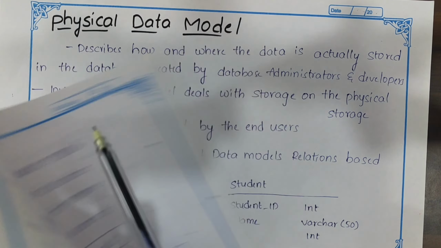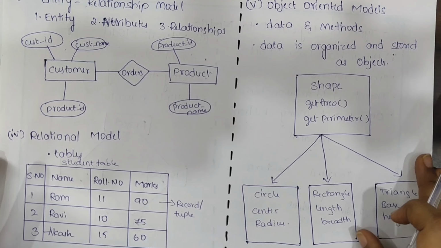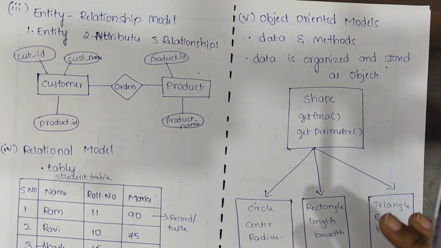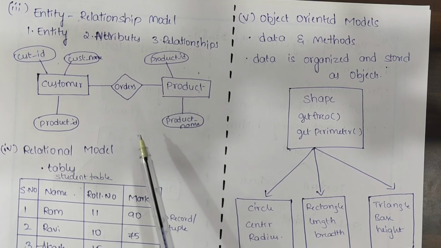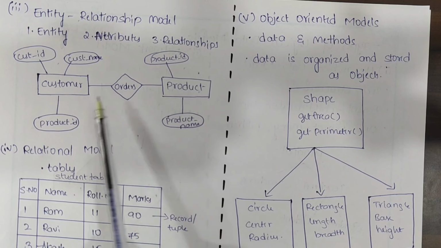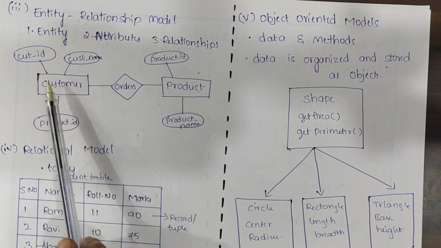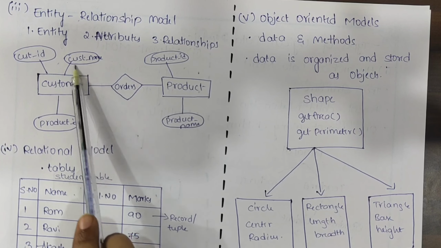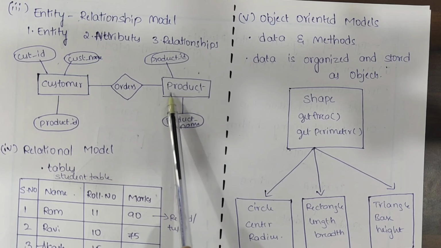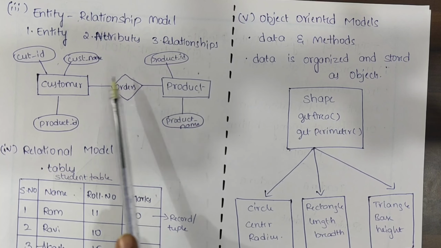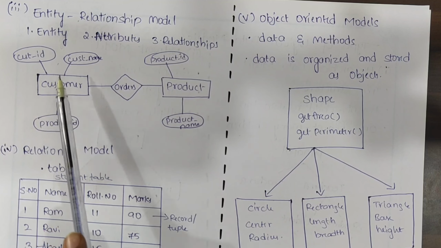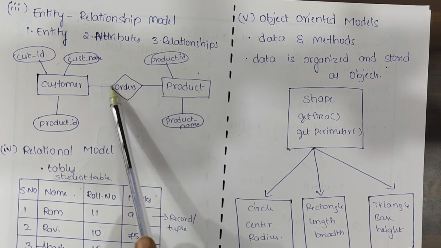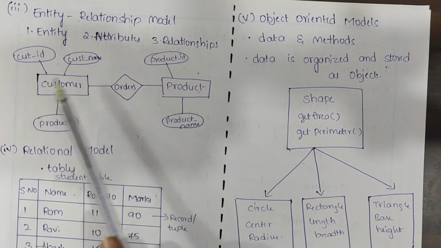Next is the entity relationship model, which is also called an ER model. Instead of creating tables directly, we first draw an ER model. It is called an entity here, and its properties, like customer ID and customer name, are called attributes, and how it is related to another entity is called the relationship. Here an entity is represented using a rectangle, the attributes are represented using ovals, and the diamond shape represents the relationship between both entities.